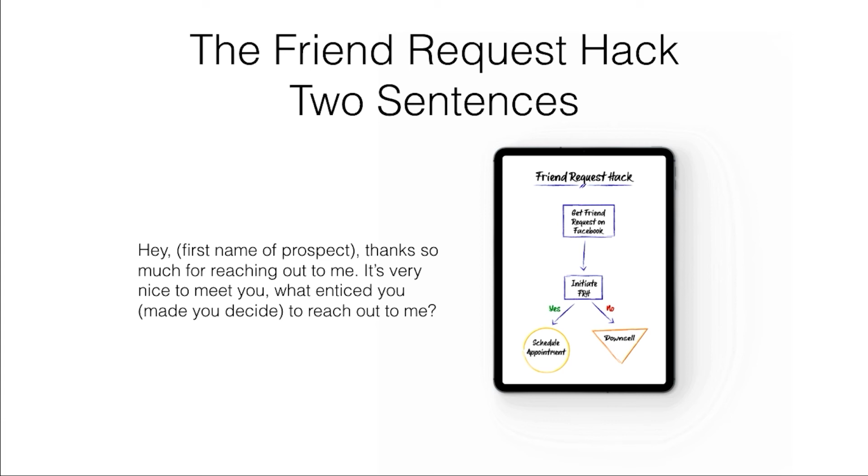Here's the thing. People like to talk about themselves. They like to talk about why they did stuff. They like to show off. So it's very, very easy. And not to mention, when they reached out to you first and you come back to them and you're like, hey, what's up? How can I help you? And this, basically, hey, what enticed you to reach out to me? A lot of times you're going to notice that more than half of the people that send you friend requests are going to reach back out and let you know.